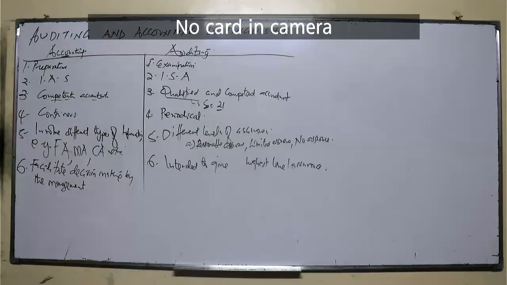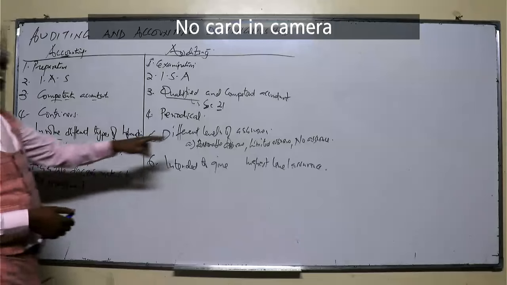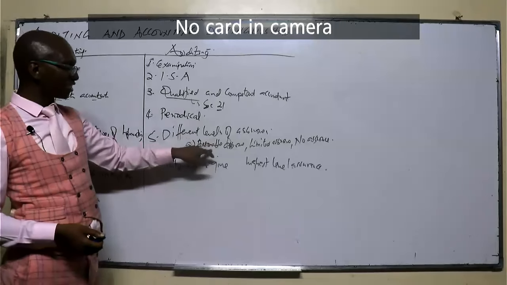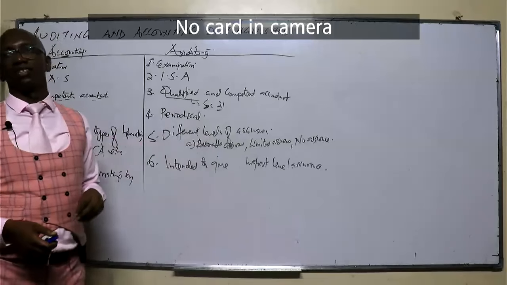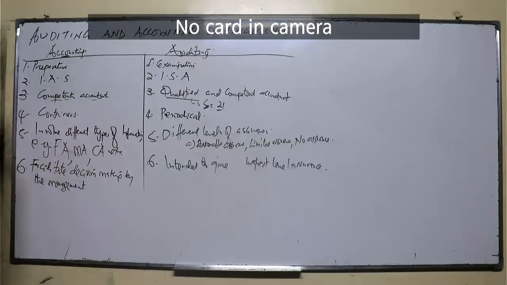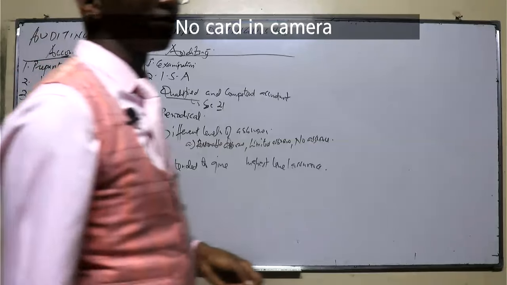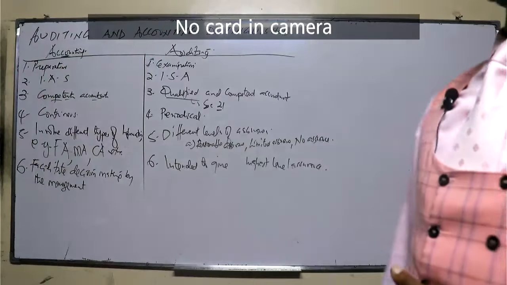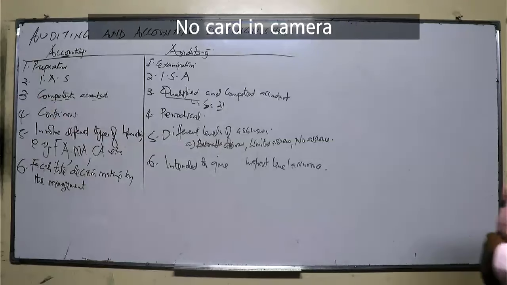Intended to give highest level assurance. So highest level assurance, reasonable. It's not the highest, but it's the highest that auditors can give. The highest is absolute. I've not put it there because we can't give an absolute assurance. You can't tell someone that these books of accounts are correct. You can only tell them that they are true and fair. Before the end of today's session, I'll explain why we can't give an absolute assurance.